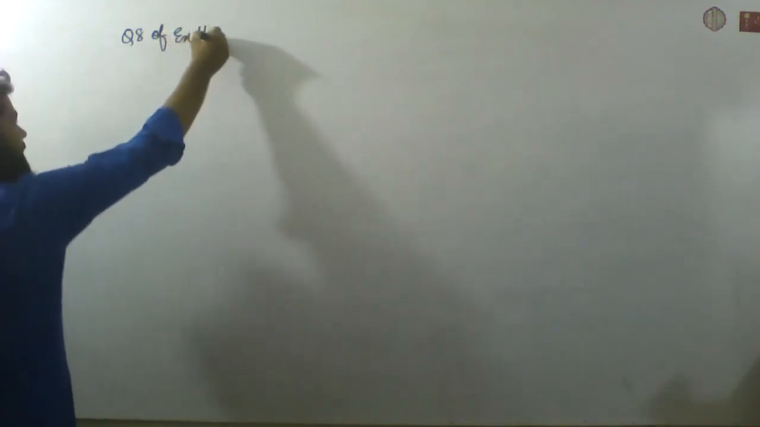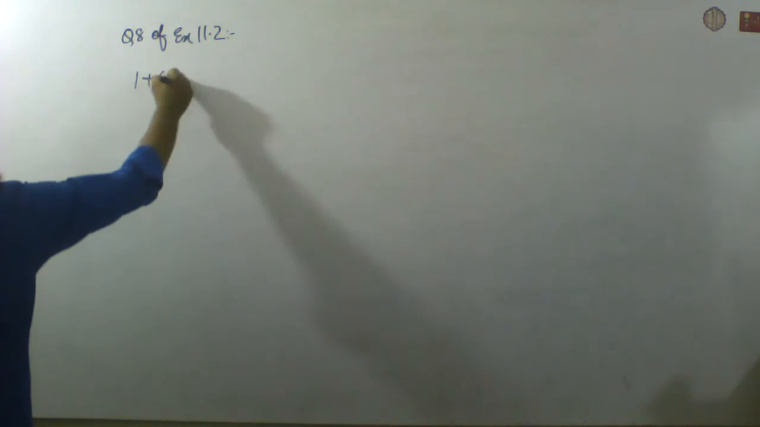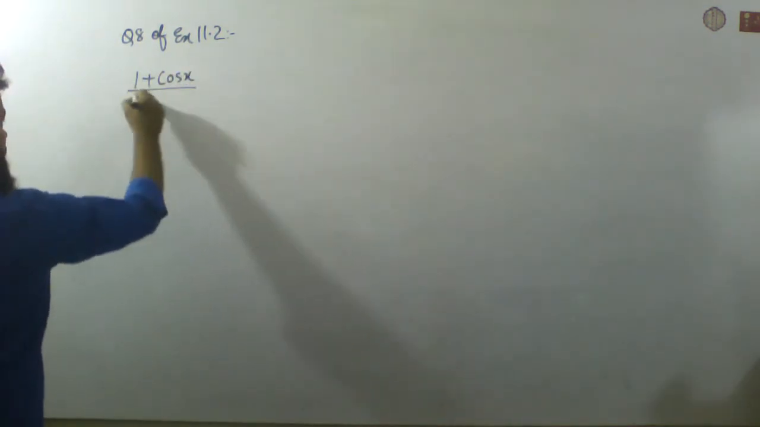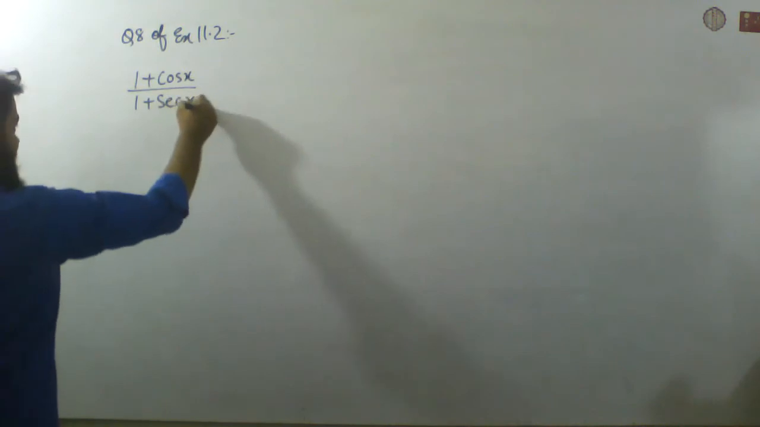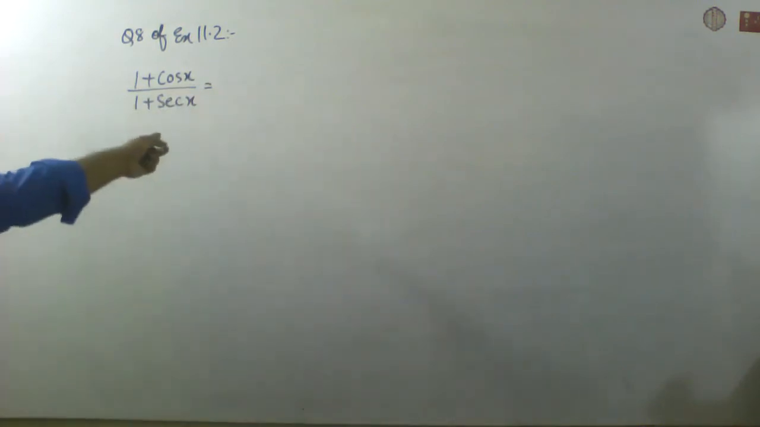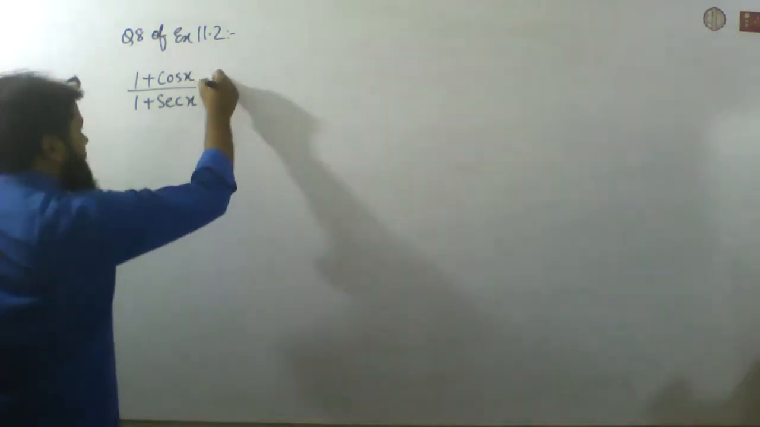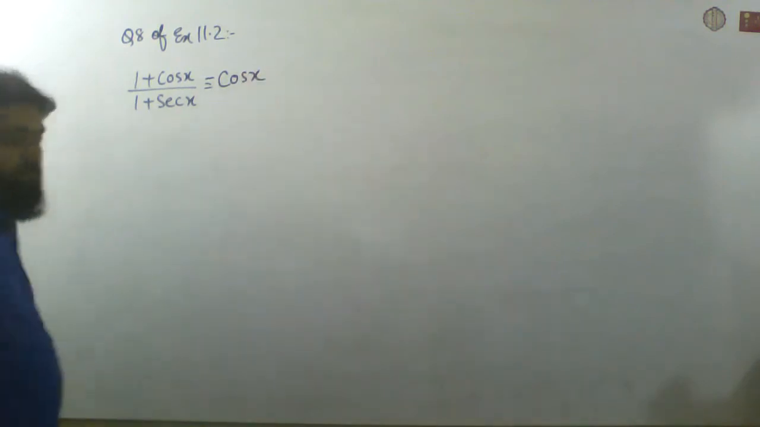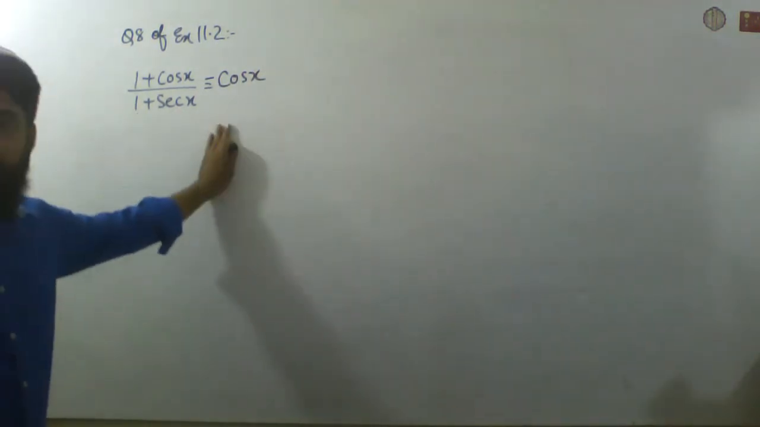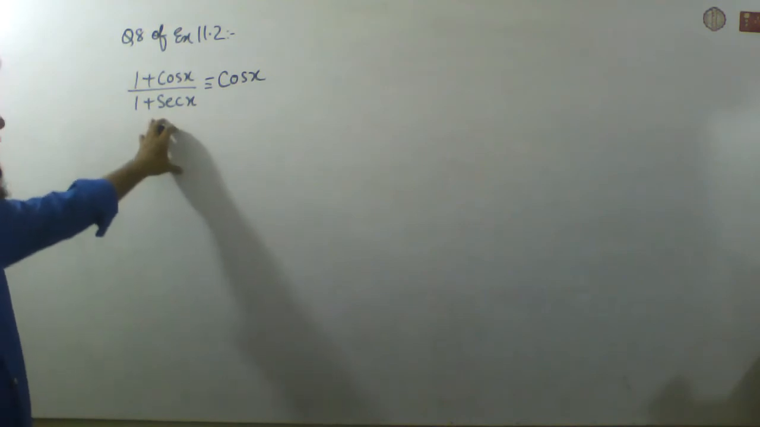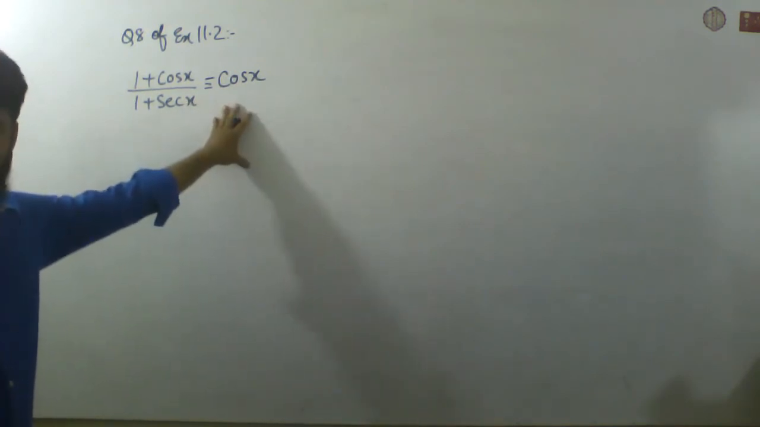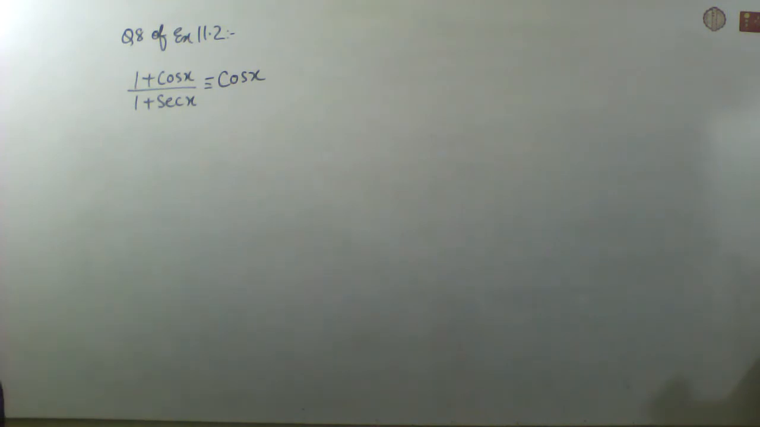Question number 8 of exercise 11.2. In this one the question is: 1 plus cos x over 1 plus sec x. This is the first thing which is given to me, and they are saying that it equals cos x. I have to show that when I solve this, the result should be equal to cos x.